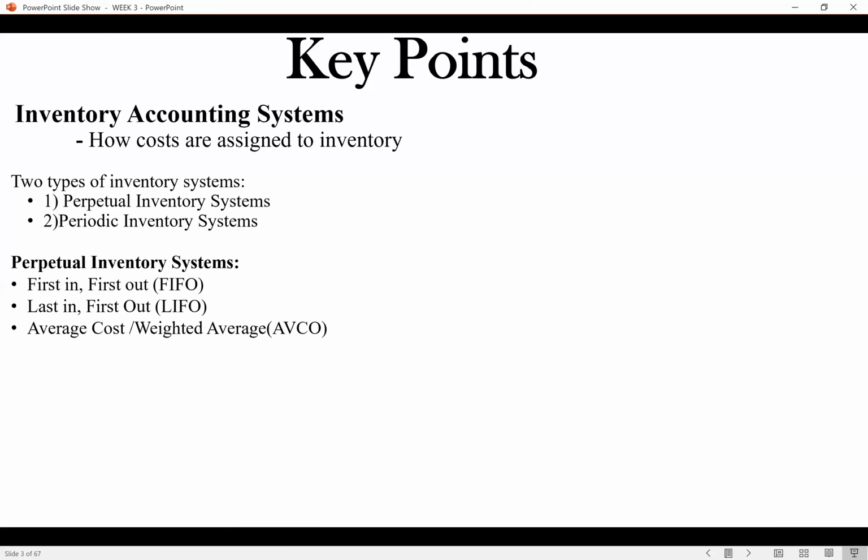The last method we have is AVCO, the average cost or the weighted average. When you sell goods, the cost that you value them at is based on an average cost of the total that you've had before, plus what you purchased. So that's the perpetual inventory system.